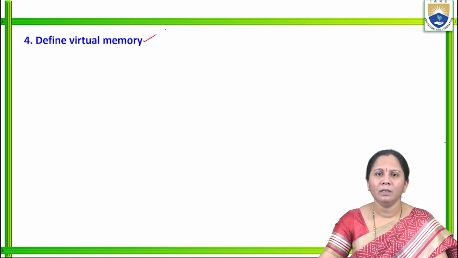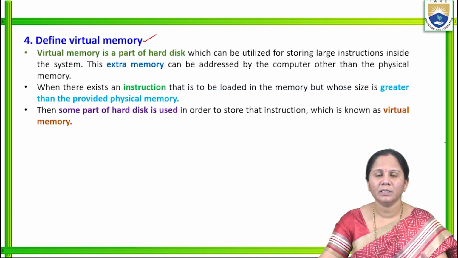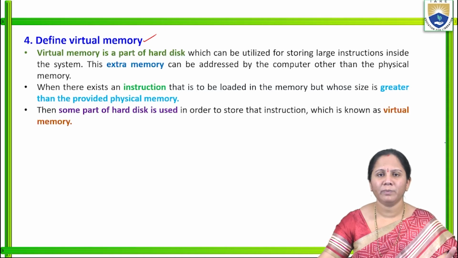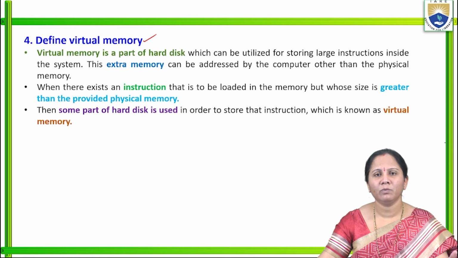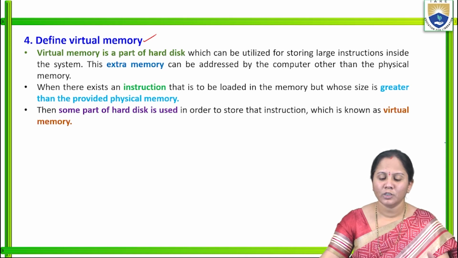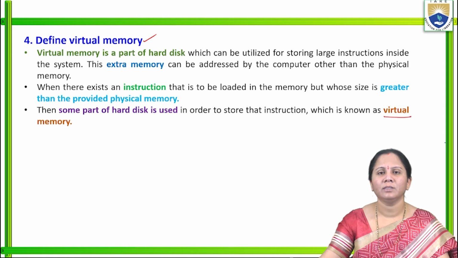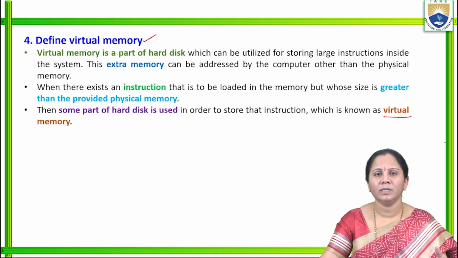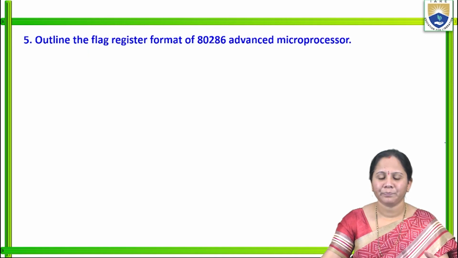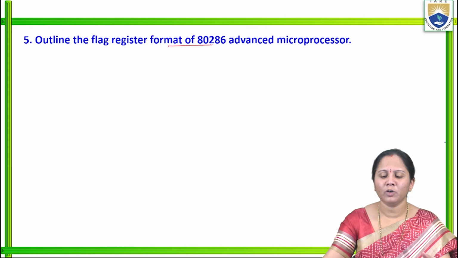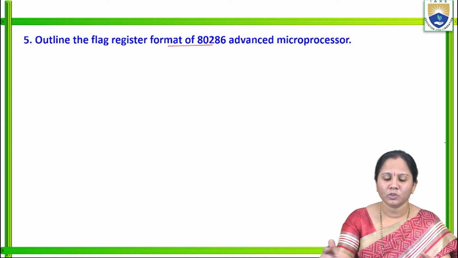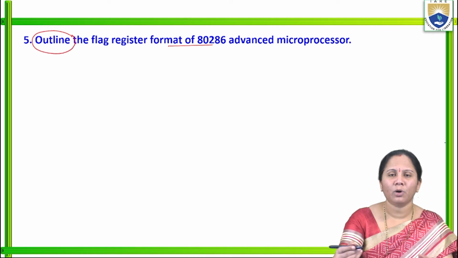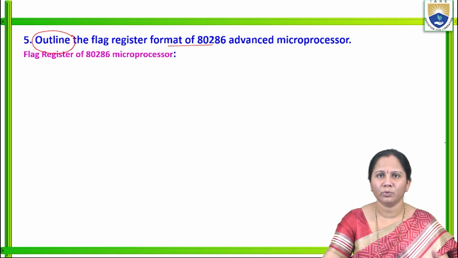And define virtual memory. Here virtual memory means the extra memory taken from the hard disk. In some cases there will be complex instructions which need to be executed, and in such cases, the physical memory is not sufficient. In that case, we are going to use separate memory from the hard disk, which we can call virtual memory. And outline the flag register format of the 80286 microprocessor. That means we have to just draw the flag register format of 80286.